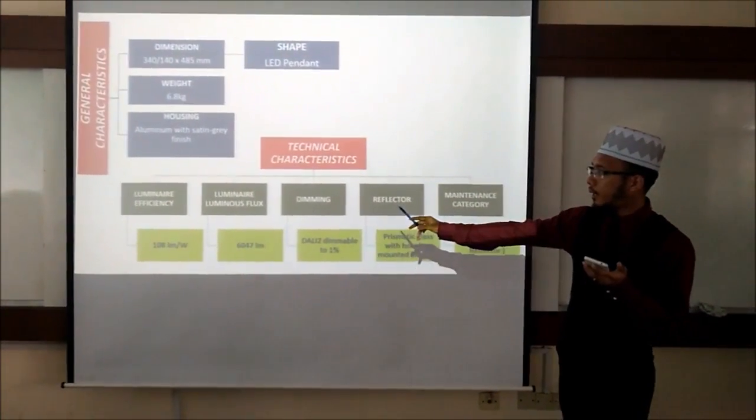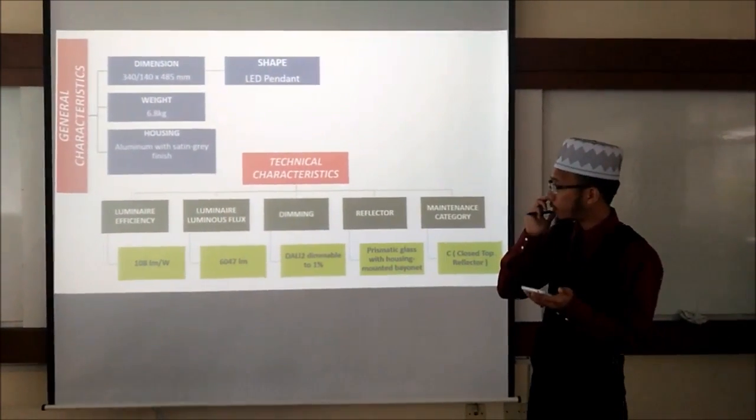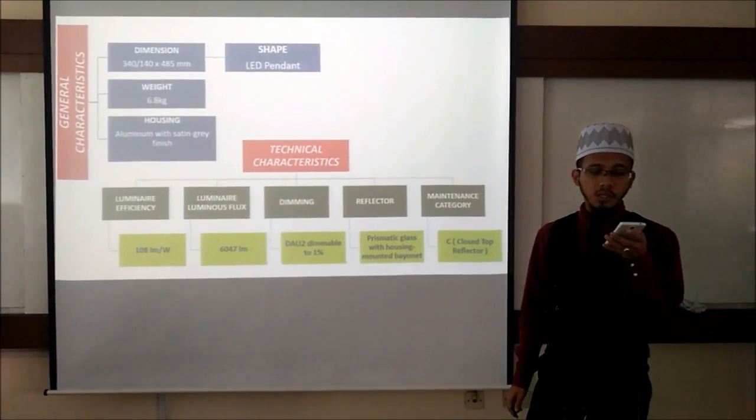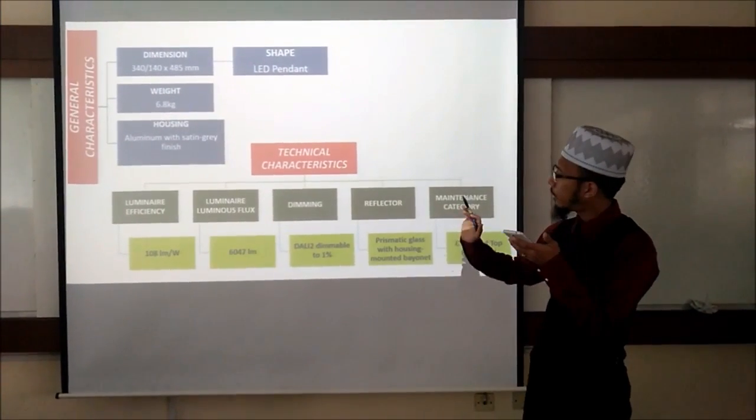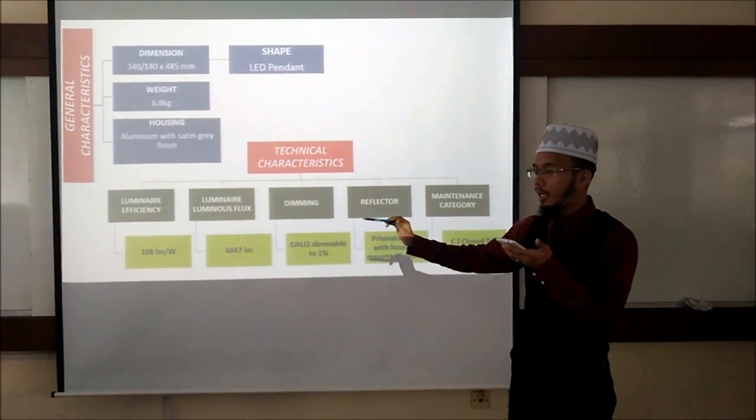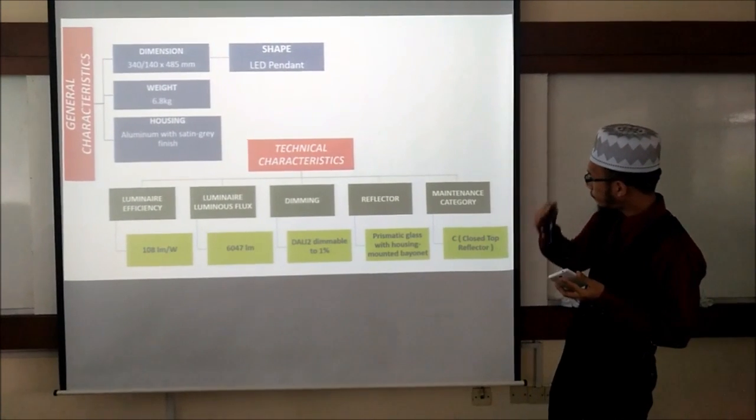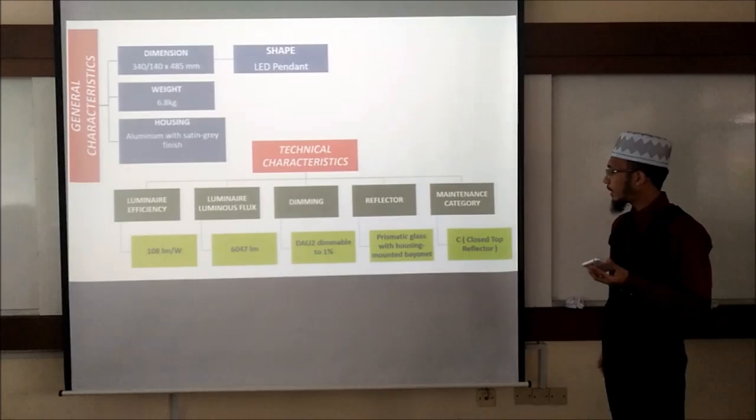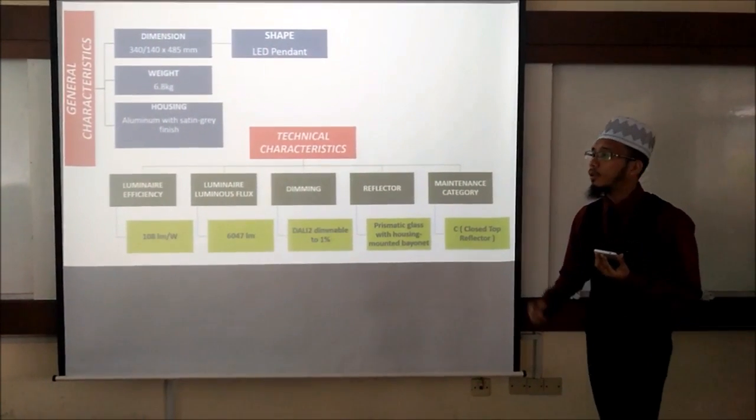And then luminous flux. Let us see what the luminous flux stands for. Luminous flux is the quantity of the energy of the light emitted per second in all directions. As you can see, the unit is lumens. For this luminaire it is 6047 lumens. Its maintenance category is categorized as C, which is closed stop reflector. Next one.